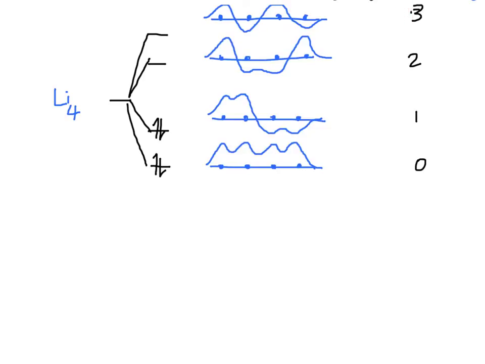So you see this pattern. So you have a number of wave functions. If you have n atoms, you'll have n wave functions, and they will all be distinct in terms of the number of nodes that they display.